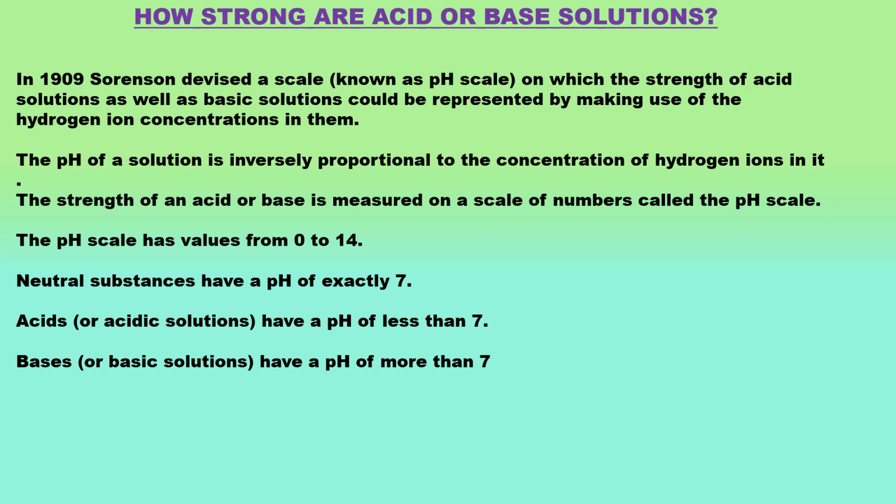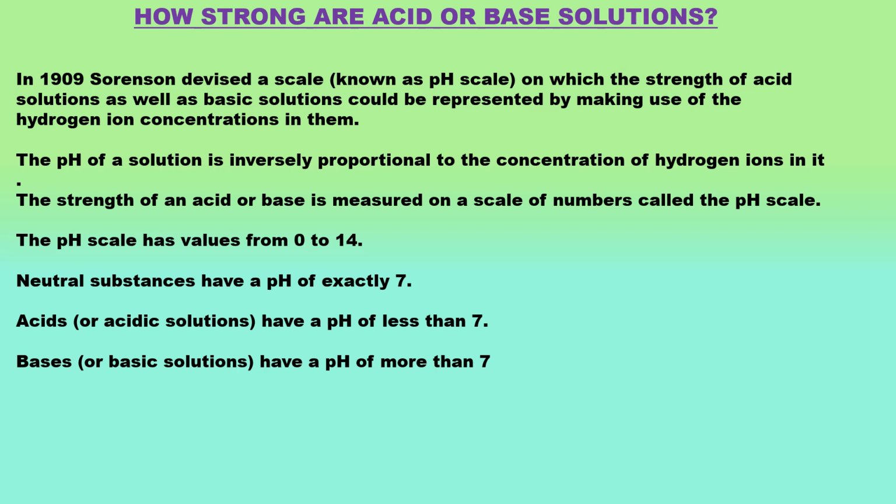The pH of a solution is inversely proportional to the concentration of hydrogen ions in it. That is, a solution having a high concentration of hydrogen ions has a low pH value. On the other hand, a solution having a low concentration of hydrogen ions has a high pH value. In the term pH, the letter P stands for a German word, potens, which means power, and the letter H stands for hydrogen ion concentration. Neutral substances have a pH of exactly 7.